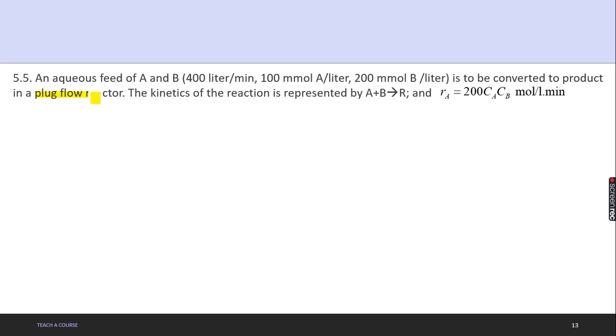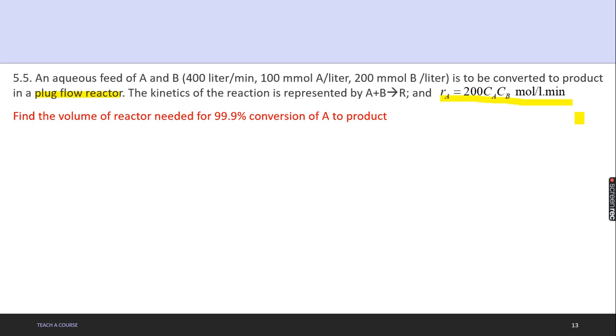So please understand this aspect, it is important. The reaction is represented by A plus B giving R. So A and B stoichiometrically react 1:1 to produce product, and the rate of conversion of A is second order: 200 into Ca into Cb, depending on both concentrations of A and B, in mole per liter per minute. Now the query is to find the volume of the reactor needed for 99.9% conversion of A to product.